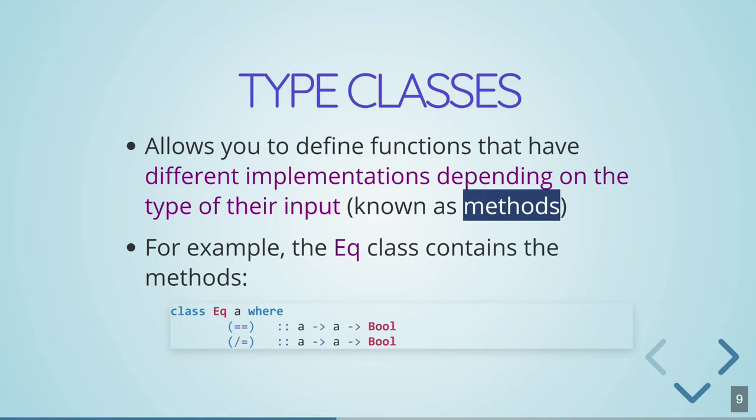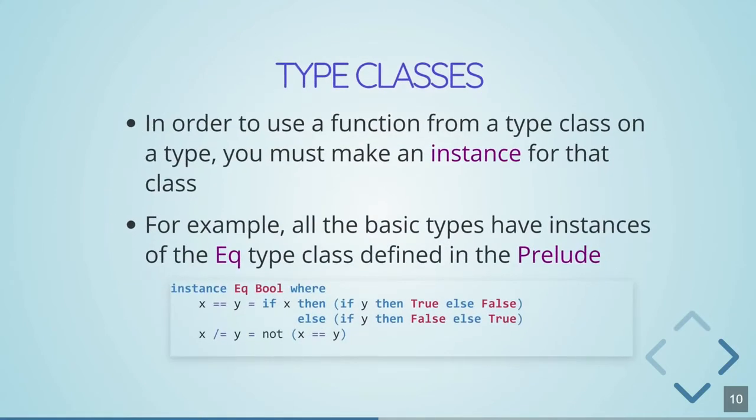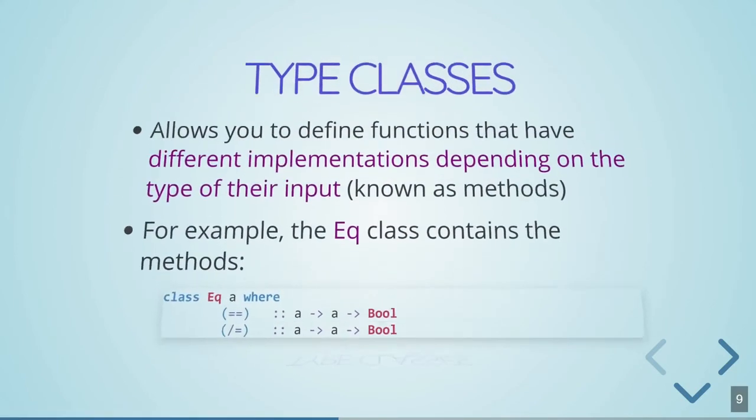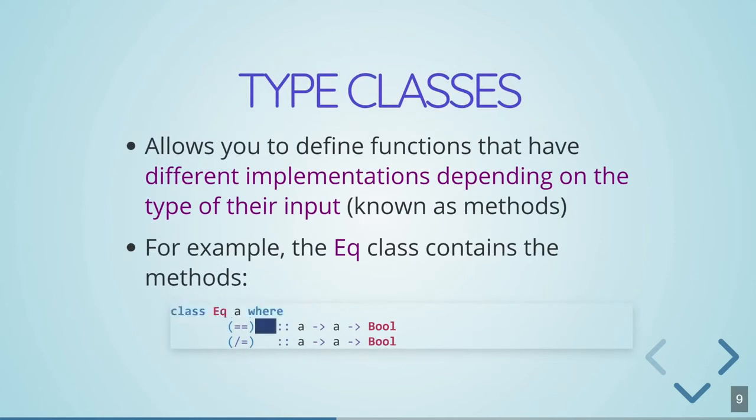A good example of this is the Eq type class. This is a type class that already exists in the prelude, and it contains the following methods: the double equals and the slash equals, which means does not equal. This allows you to compare values. In order to actually use this type class, you need to make an instance of the type class. Notice the type class definition only has type signatures, and there's a type parameter to it, a.